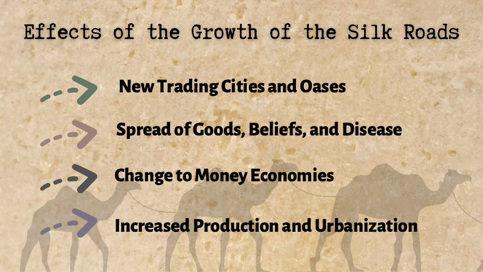Now we're going to switch from looking at the causes of growth to the effects of the growth of the Silk Roads. Some major results of the expansion and the use of Silk Roads included new trading cities and caravanserai, and the spread of goods, ideas, culture, and disease, changes in economy, and a rise in both production and urbanization in places that are connected to the Silk Roads.